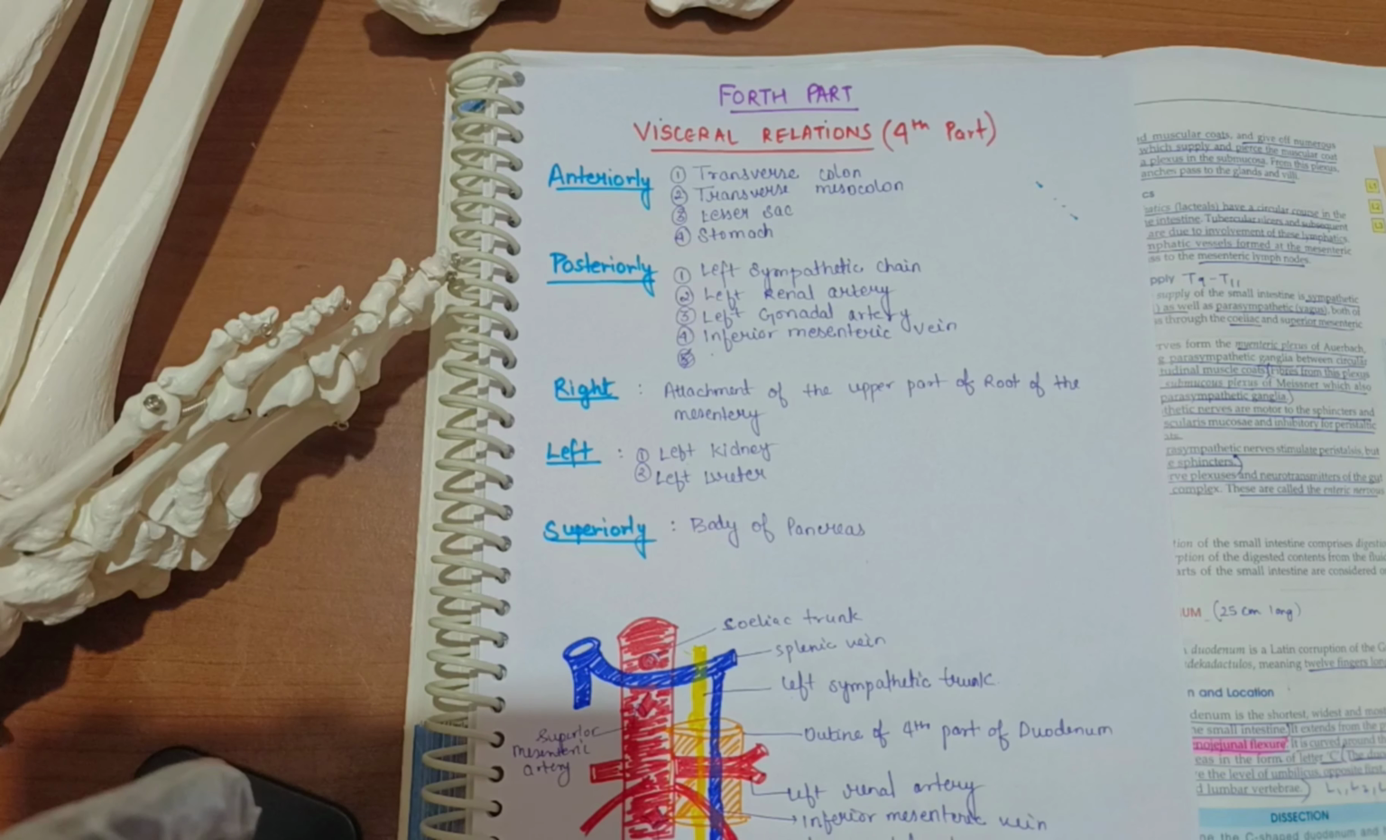Posteriorly, it is related to the left sympathetic chain, left renal artery, left gonadal artery, and inferior mesenteric vein. The right relation is the attachment of the upper part of the root of mesentery. Now on the left we have the left kidney and left ureter. Superiorly, it is related to the body of pancreas.